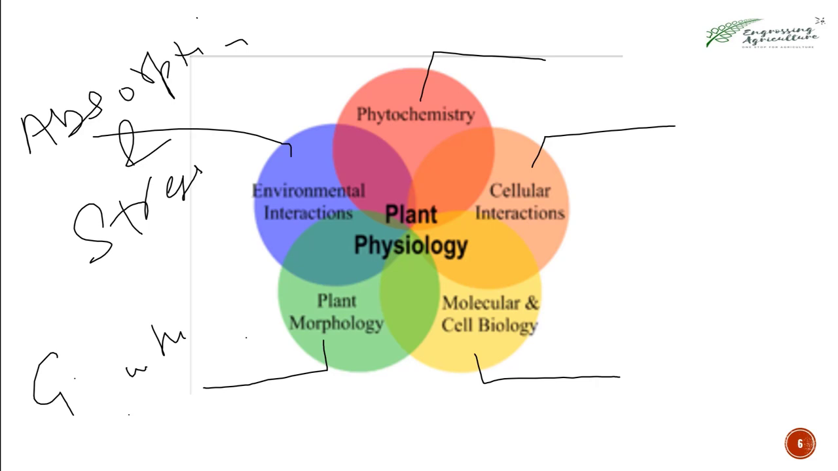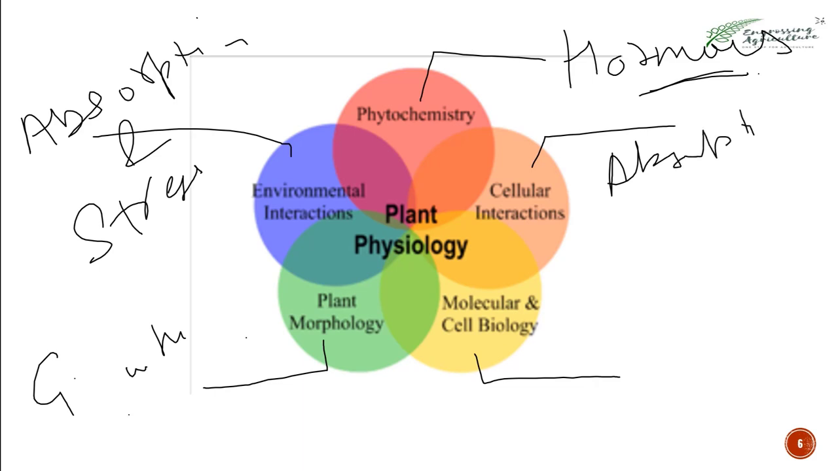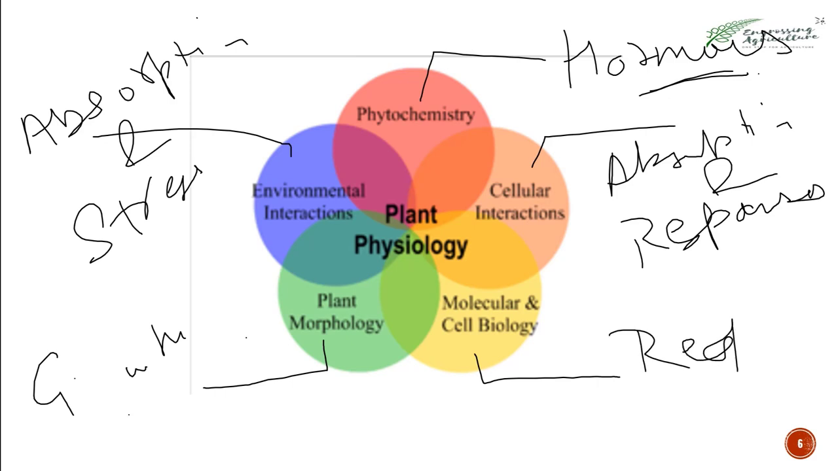Then phytochemistry. What does phyto mean? Plant, and chemistry means the chemicals in nature. It is the plant growth hormones, hormones interaction. Cellular interaction means the things which are inside the cell or in between the cells, which is absorption again of water and minerals and different responses. Molecular cell biology, which is respiration and photosynthesis.